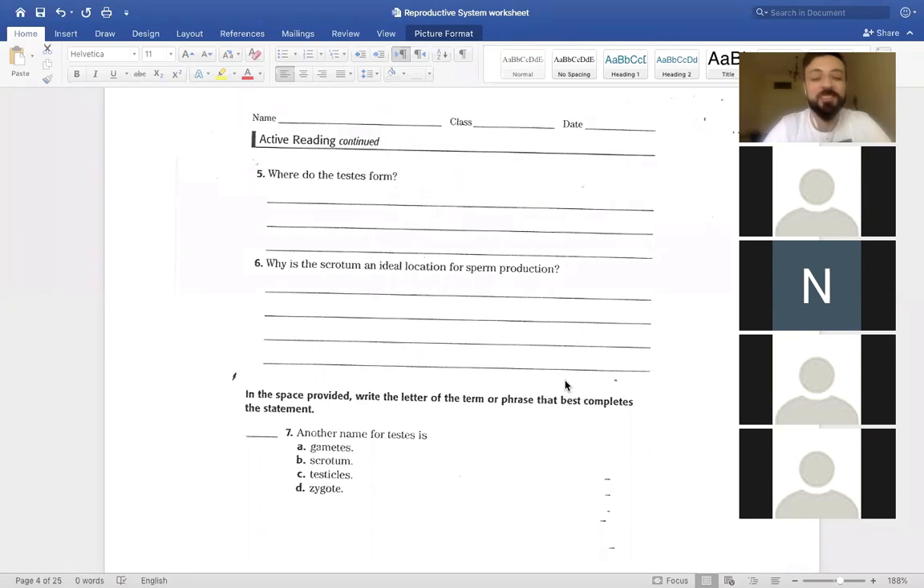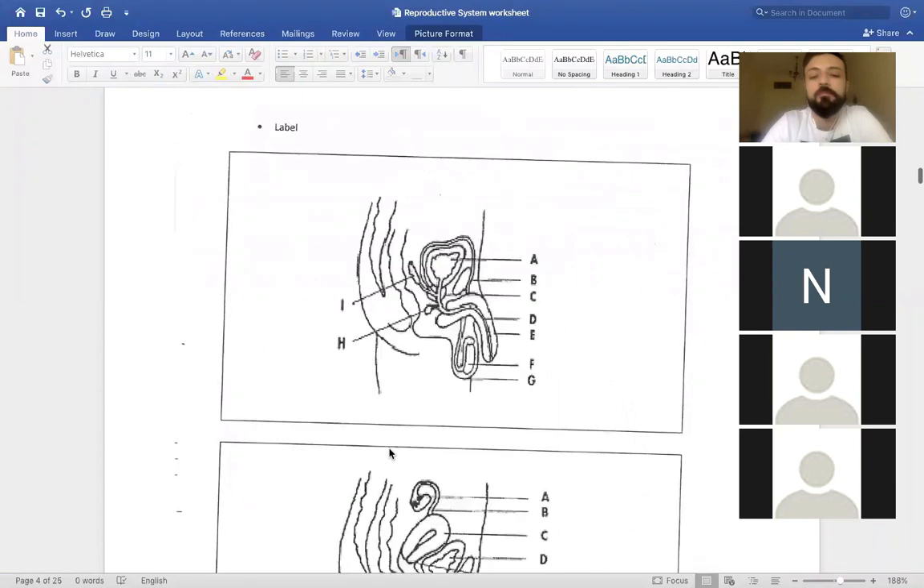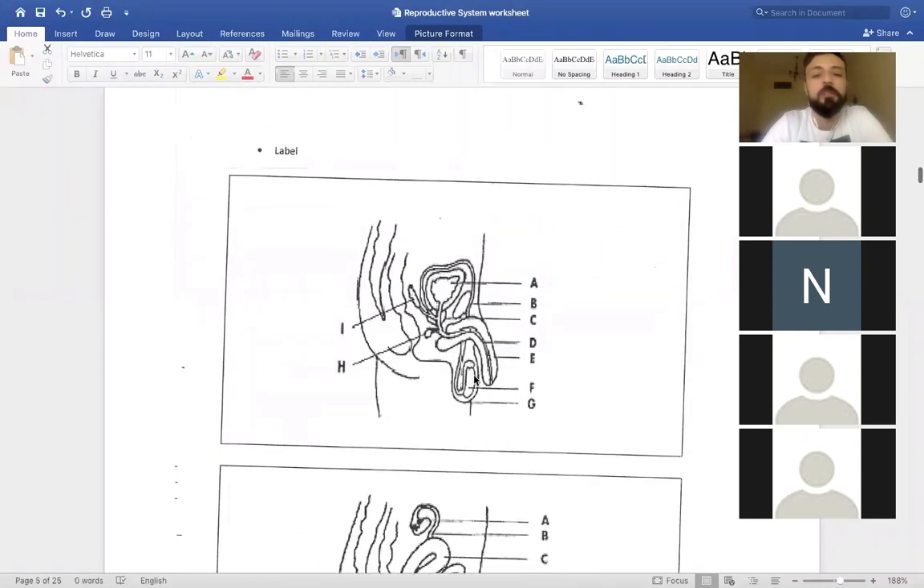Appreciate your participation, Farid. Number 7. Another name for testis is scrotum, testicles? No, testicles. Number C. Okay, let's do the labeling.